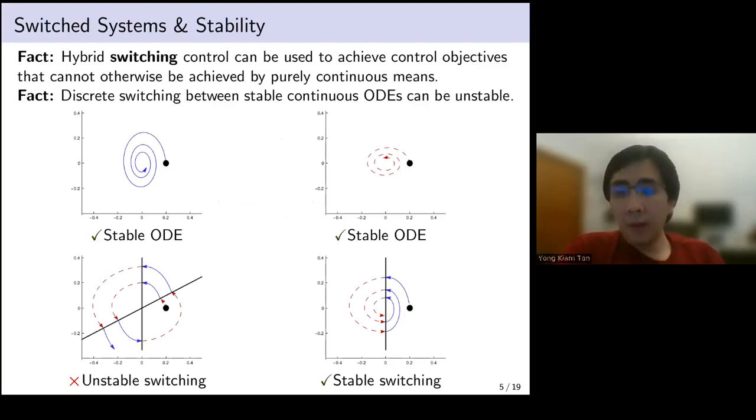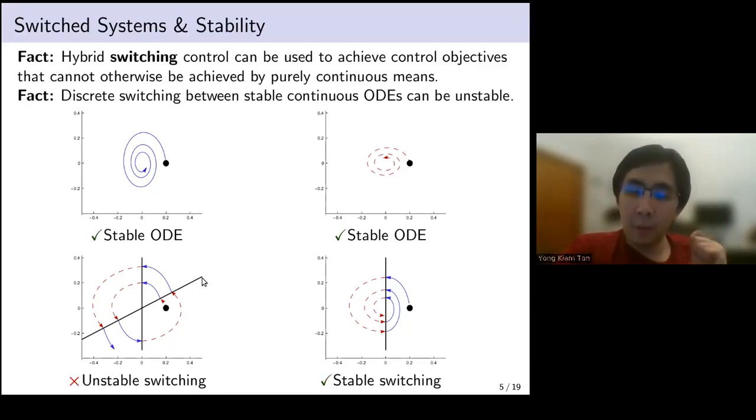However, switching also comes with its own set of challenges with respect to stability. So on the top row here, I've shown you two differential equations which are both individually stable. So the blue one spirals towards the origin, similarly for the red one.